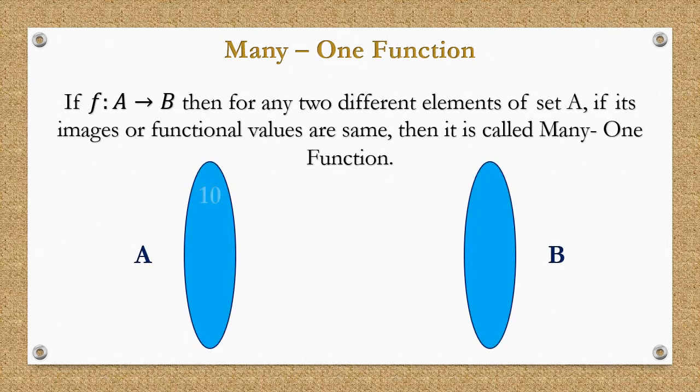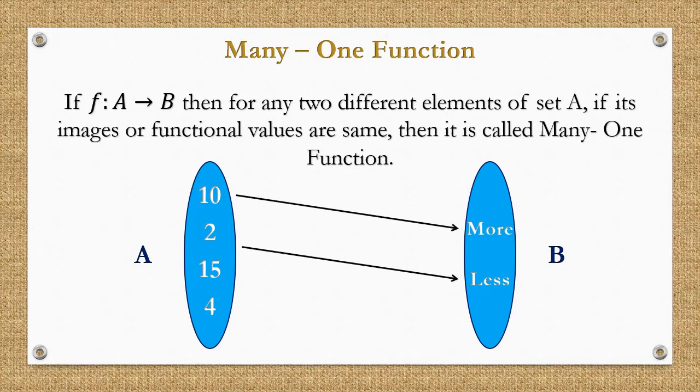Let's check an example for that. A is 10, 2, 15, 4. If you remember, this is the same example which I gave in my very first tutorial. The function here is more than 9 and less than 9. So 10 is more, 2 is less, 15 is more, 4 is less. As you can see here, some of the answers are similar. For example, the functional value of 10 and 15 is similar, that is more. Functional value of 2 and 4 is similar, which is less. So when we get similar answers like this, we call it many-one function.